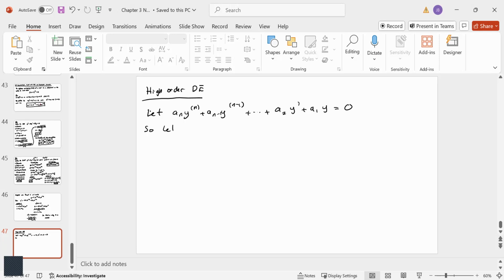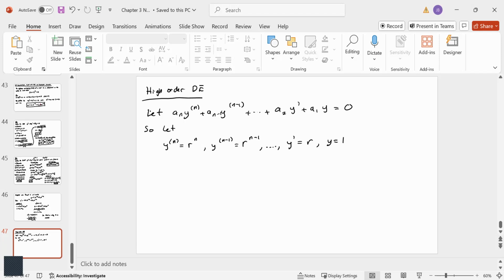So let y to the nth derivative be equal to r to the nth power. The y to the n minus 1 derivative, sorry, this means derivative, is going to be r to the n minus 1, and you just keep doing that until you get to the very last one. So y prime is equal to r, and then y equals 1. That's all it is. So you do the same thing.